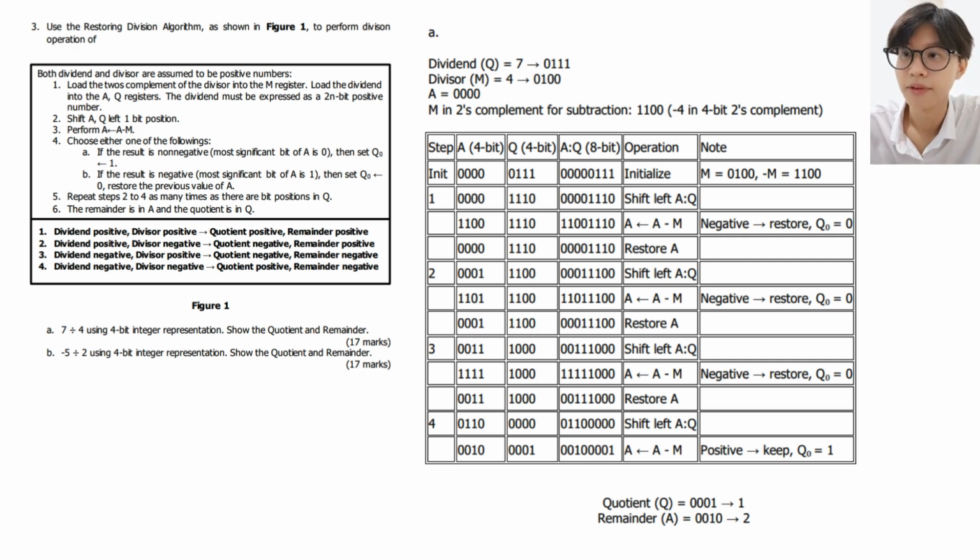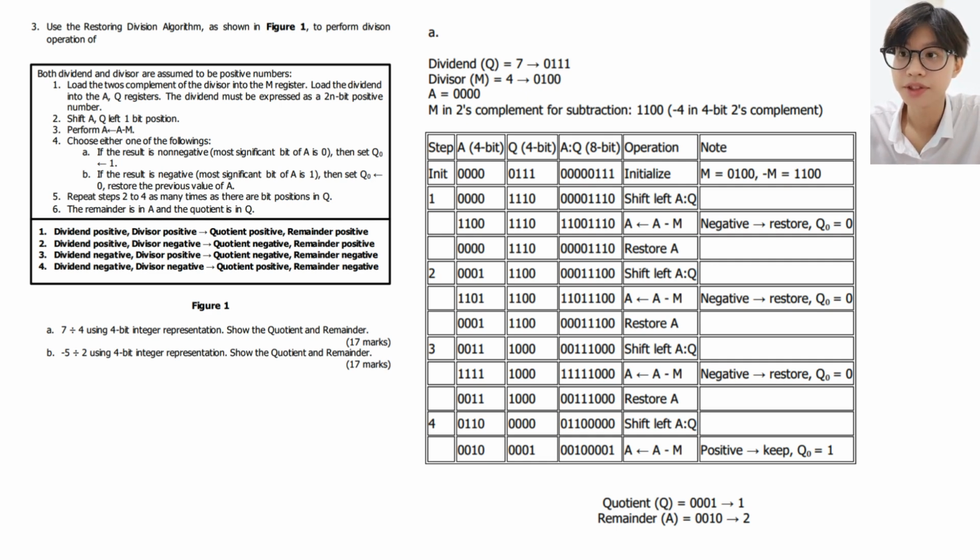Step 4, final shift. AQ is now 0, 1, 1, 0 and 0, 0, 0, 0. Subtract M and we'll get the result 0, 0, 1, 0, which is positive.